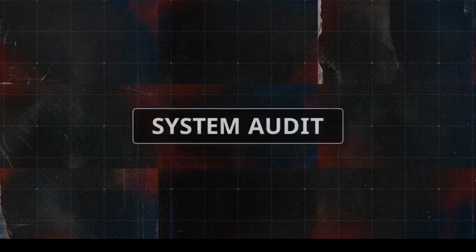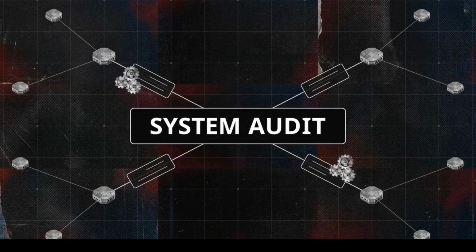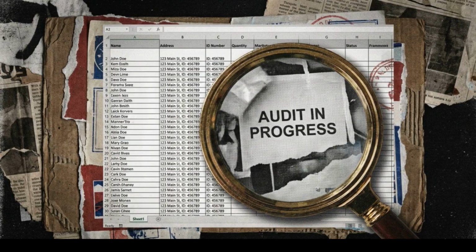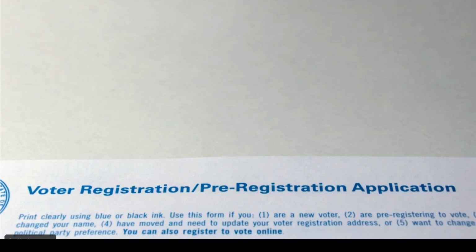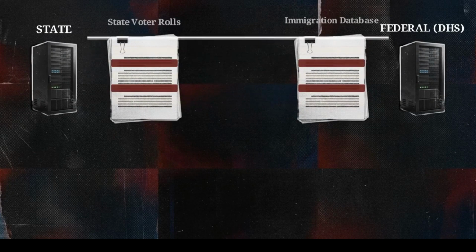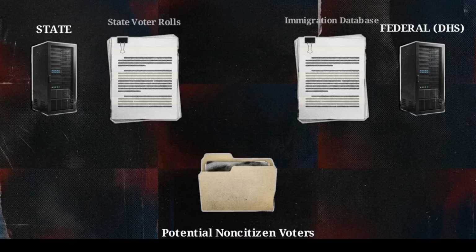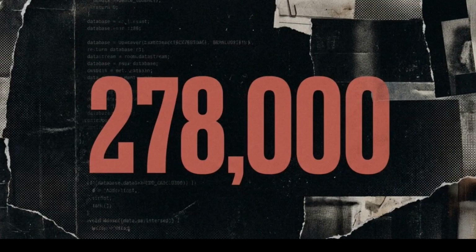To determine if the number is accurate, we have to analyze the specific methodology used to generate it. When authorities audit election integrity, they rely on a process called data matching. The process begins with the state's official voter registration rolls. Analysts cross-reference names on state voter rolls against federal immigration databases held by the DHS. If a name appears on both lists, it is flagged and pulled into a separate list of potential non-citizen voters. This automated cross-referencing system is the engine that produced the 278,000 figure.